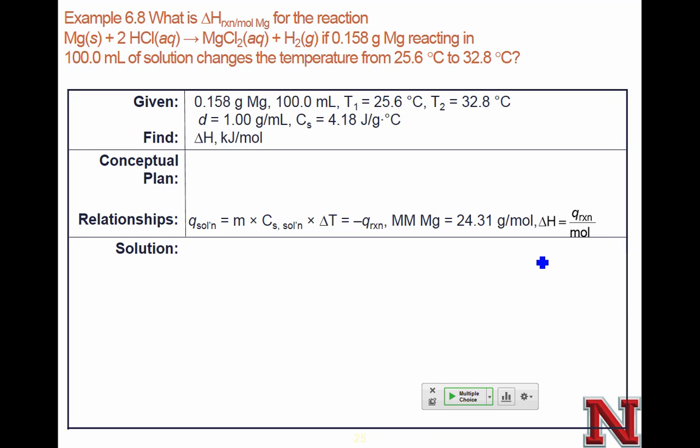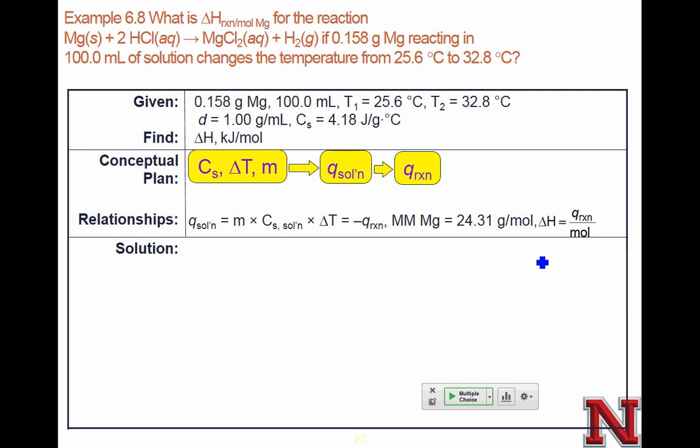This is our mass. We're measuring Q solution, so this is our mass of our solution times our specific heat of our solution times our change in temperature. So we can figure out our Q of our solution, which tells us our Q of our reaction, because it's just equal and opposite, which we know will be negative because our change in temperature is increasing for our solution. Then we can figure out our delta H. It's just going to be our Q of our reaction divided by moles, because we want it per mole.